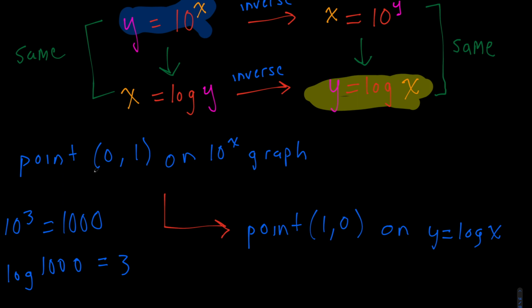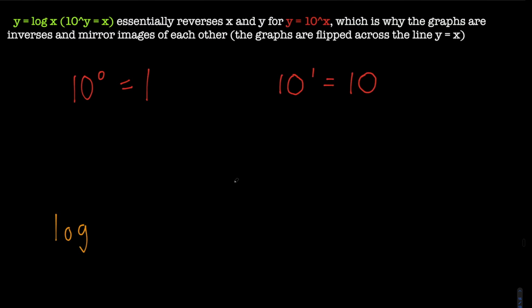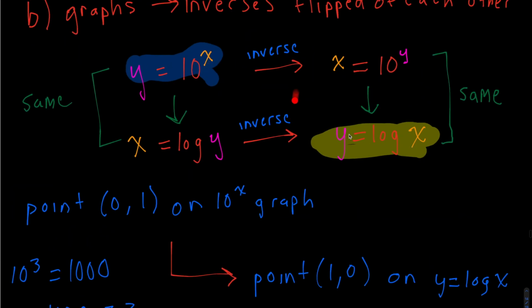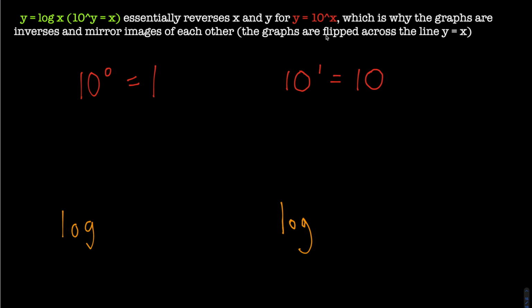So log of 1 is always equal to 0, and 10 to any power to the 0 is equal to 1, so 10 to the 0 is equal to 1. Understanding the graphs, you can tell a lot of things. Again, y equals 10 to the x and y equals log of x are inverses of each other. They're mirror images of each other on the graph, and they flip x and y.